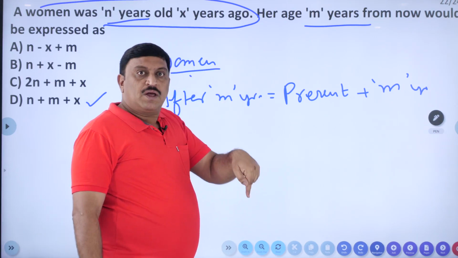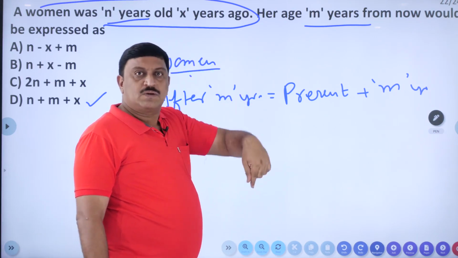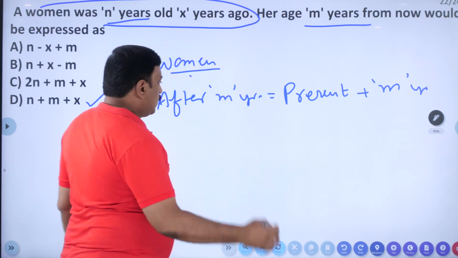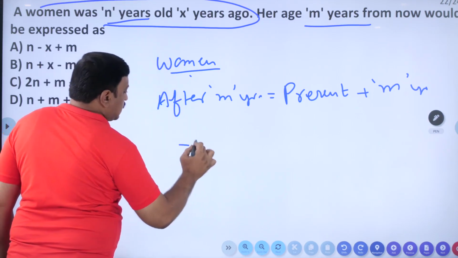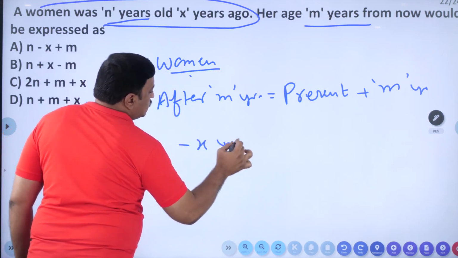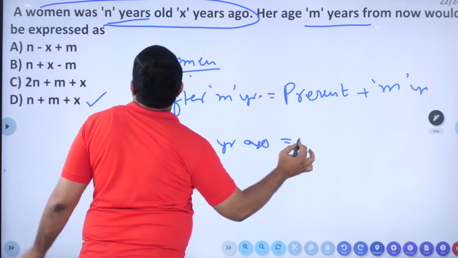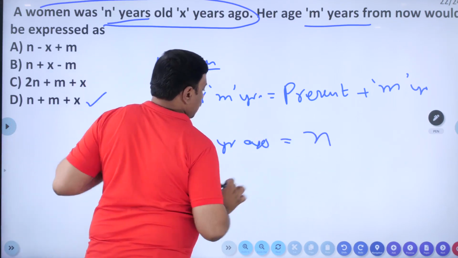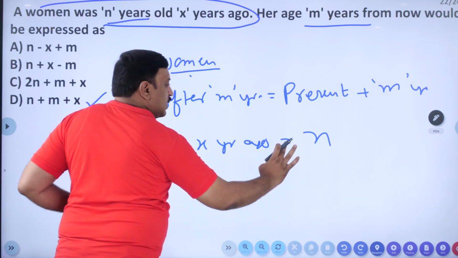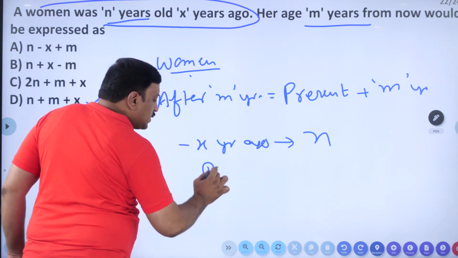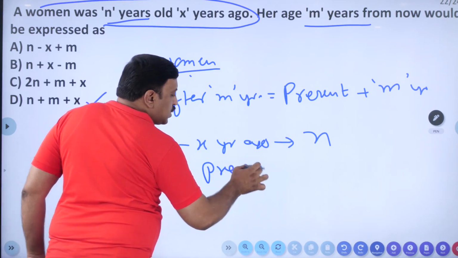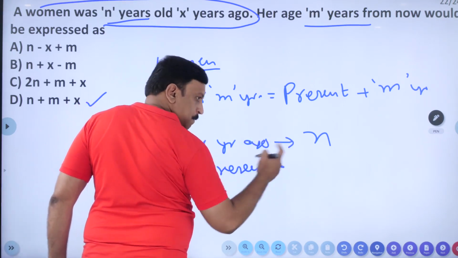Now she should be n plus x, no, right? So that is what the question says. X years ago, she was how much? She was n. X years ago she was n. Present how much? Present she should be n plus x, no?